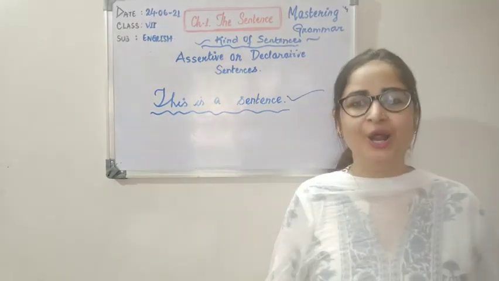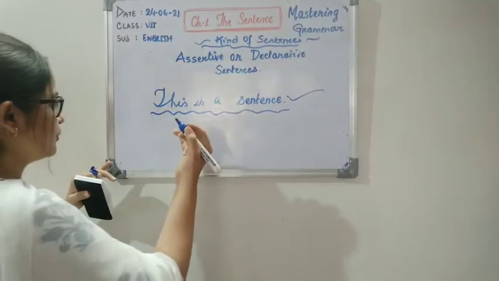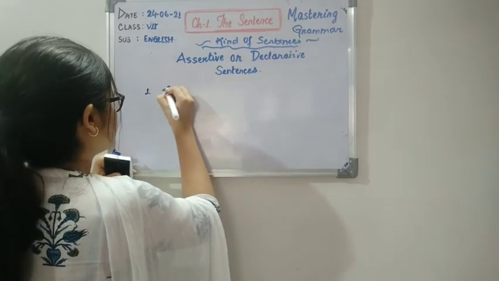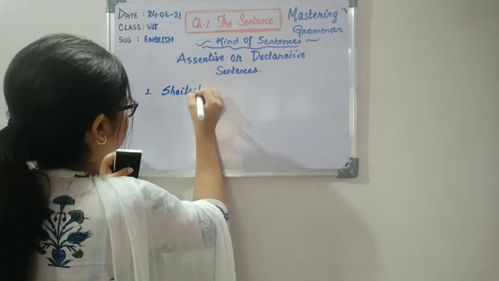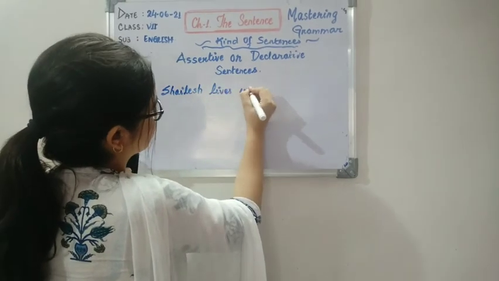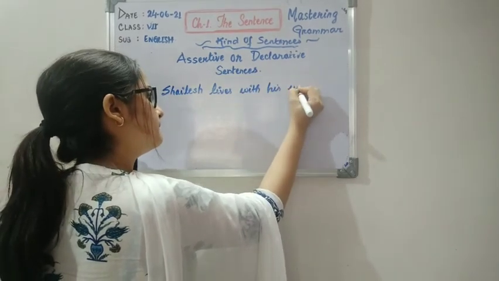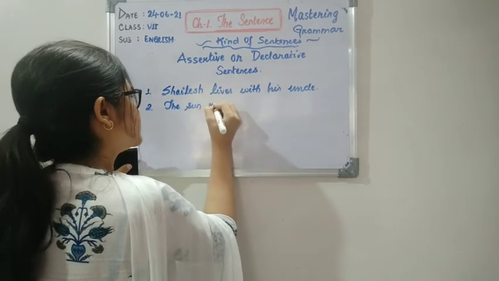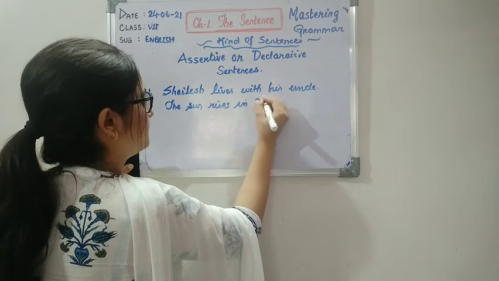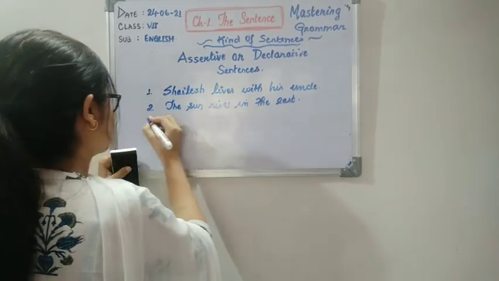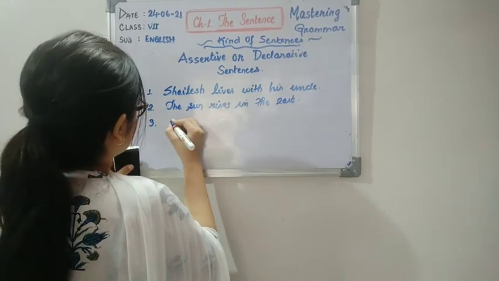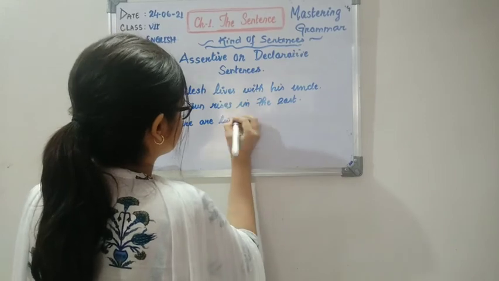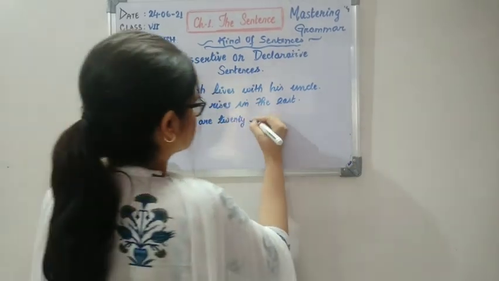These kinds of sentences are assertive or declarative sentences. We will be learning about them a little, with some examples. Let me give you some more examples here. Number 1. Sailesh lives with his uncle. Number 2, the sun rises in the east. This is a fact. Next is, there are 20 chairs in the room.